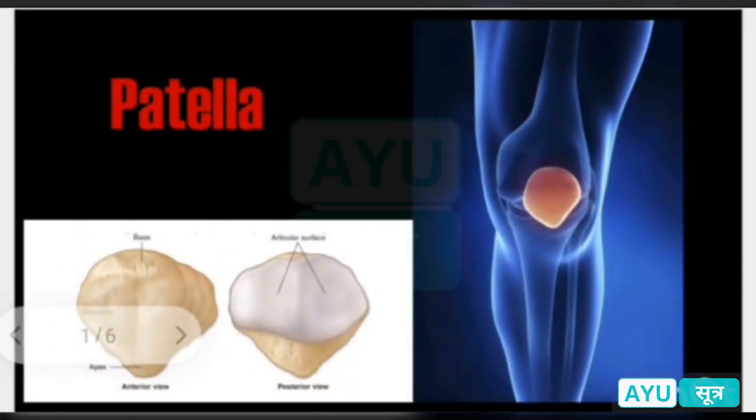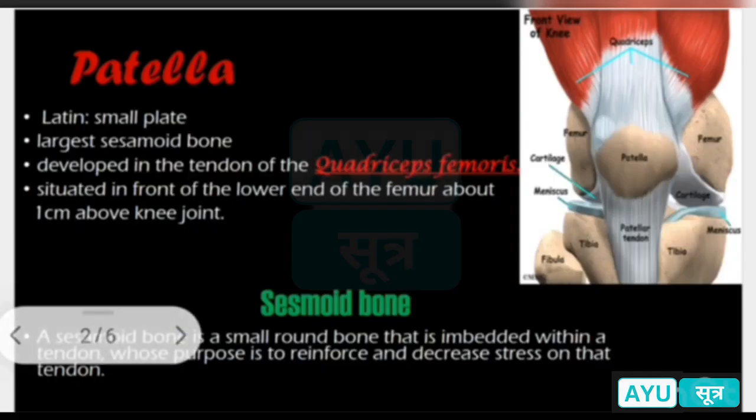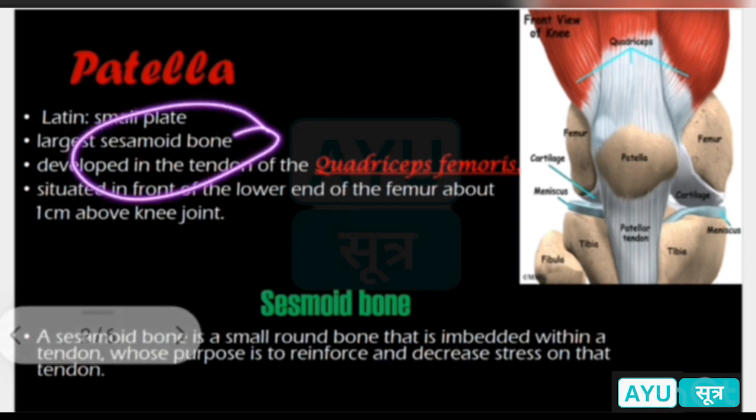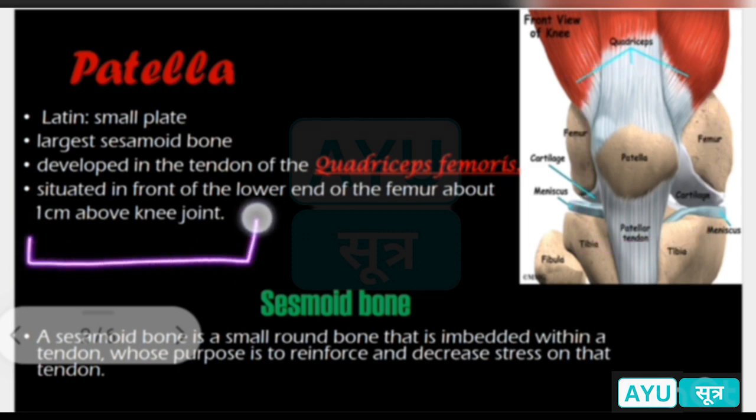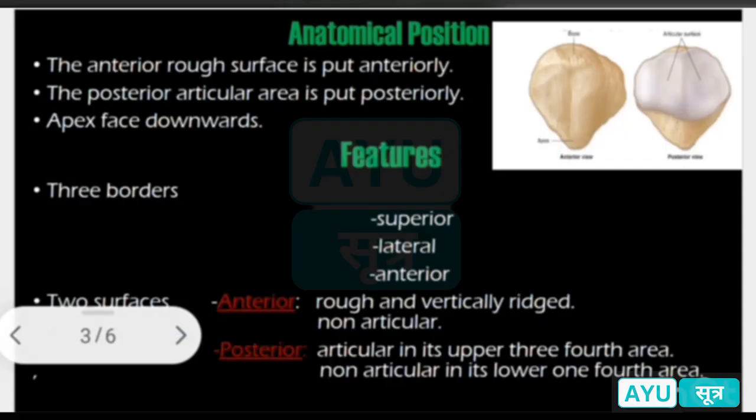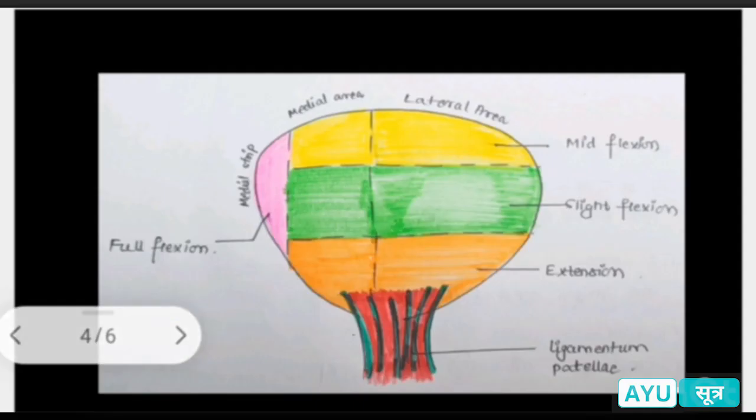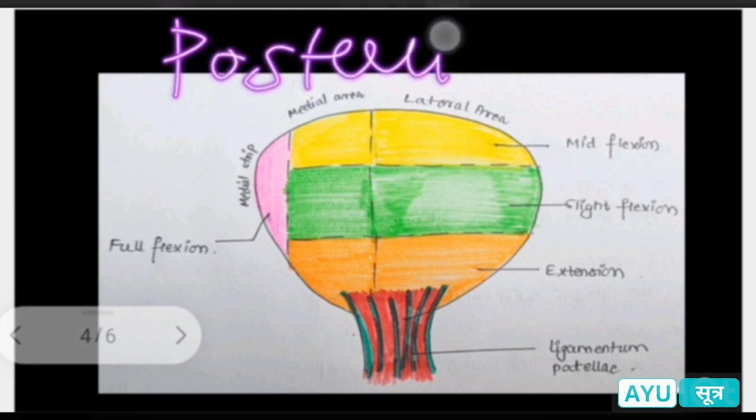Now, let's talk about the location of the patella. It is the largest sesamoid bone and is developed inside the tendon of the quadriceps femoris muscle. It is situated 1 cm above the knee joint. Anatomical position and features are already covered. Now let's talk about the posterior surface of the patella.